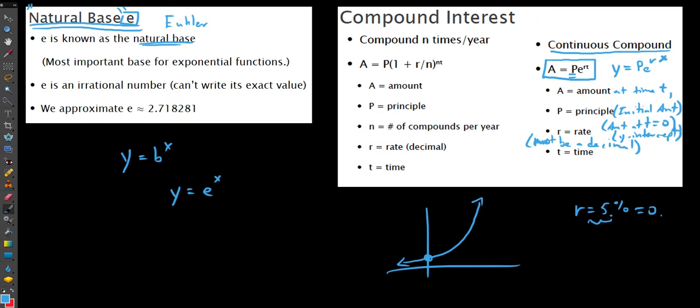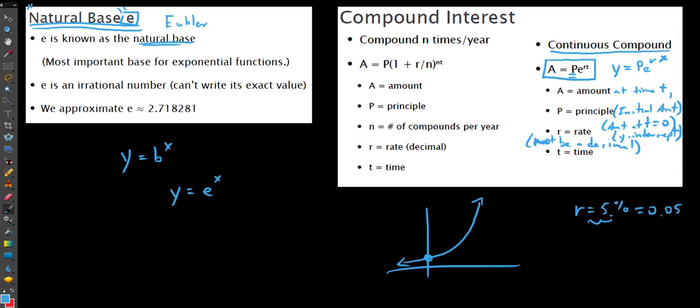That would be the same as 0.05. These mean the same thing, but in different forms. And then T is going to be our time, and it's usually given in years, but it doesn't have to be. It could be given in seconds, minutes, microseconds, whatever you want for your particular experiment here.